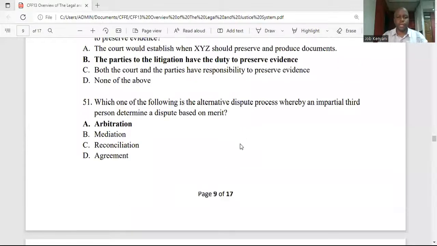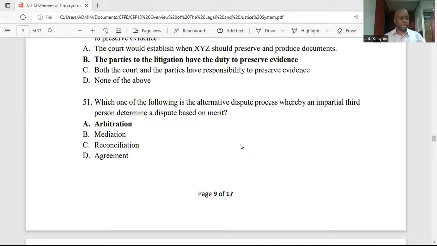Which one of the following is an ADR process whereby an impartial third person determines a dispute based on merit? We have arbitration, mediation, reconciliation, and agreement. I think that one is arbitration.